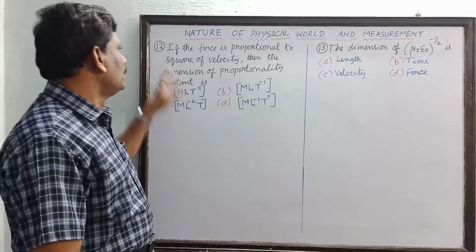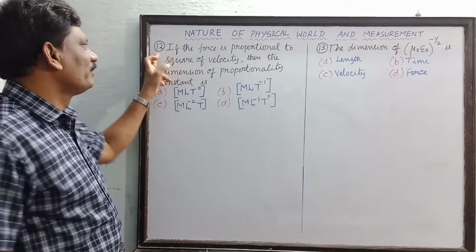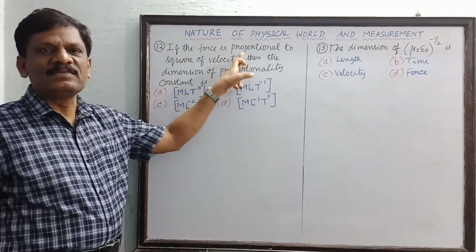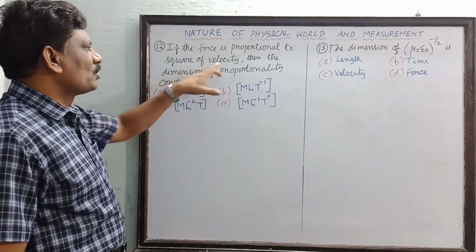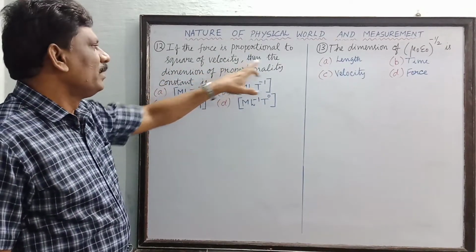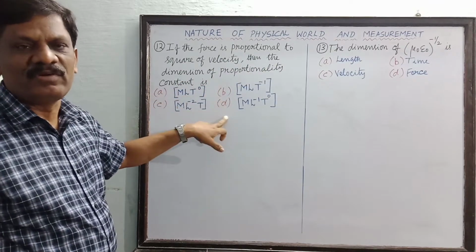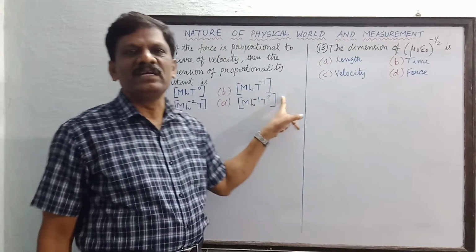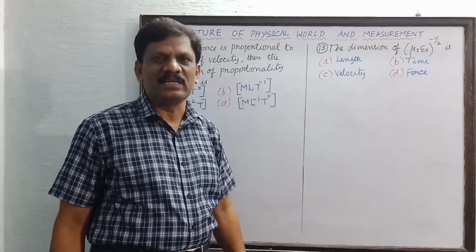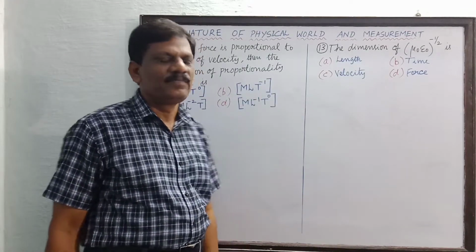Hi students, question number 12. If the force is proportional to the square of a velocity, then the dimension of the proportionality constant has to be found. This question has been asked many times in previous competitive exams like IIT and NEET.